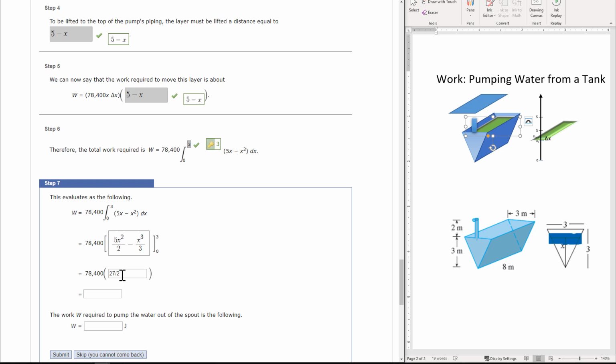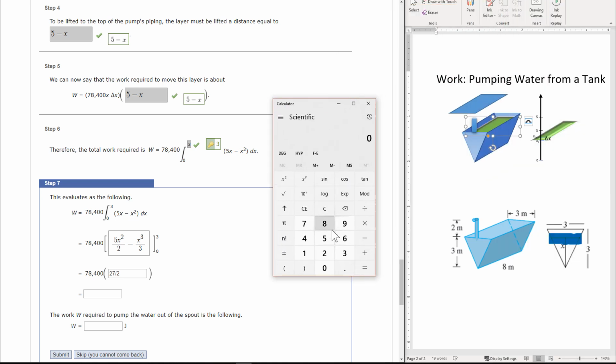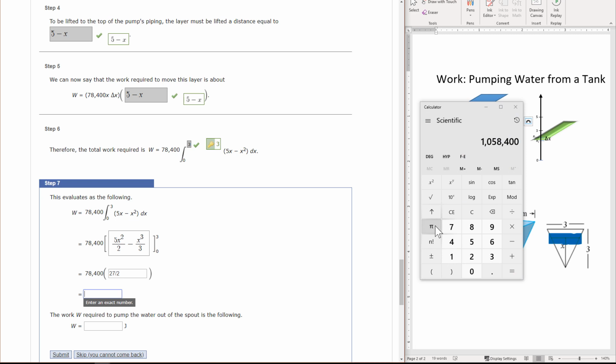So now we're going to need to multiply this by 78,400 times 27 over 2. We take out our calculator and just say 78,400 times 27, and let's go ahead and divide that by 2. It looks like we have 1,058,400, and so that's the work.